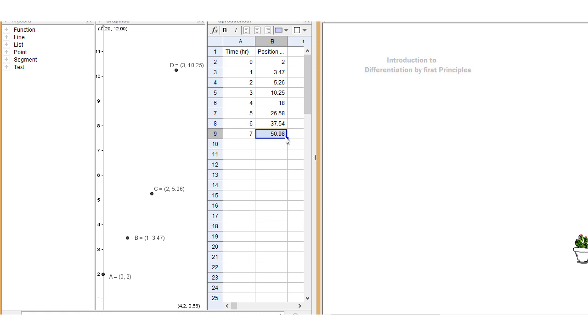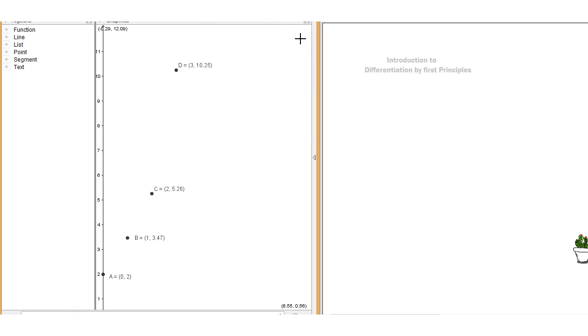After 2 hours, the car was 5.26 kilometers away from home, right? And then we just collected all this data and eventually the car reached its destination, which was 50.98 kilometers away from home after 7 hours, okay? So now we're going to take this data and we're going to plot it on a Cartesian plane, right? And as you can see, I've already done that, okay? So then we can get rid of this spreadsheet, right? So now we just have our points on a Cartesian plane, right?